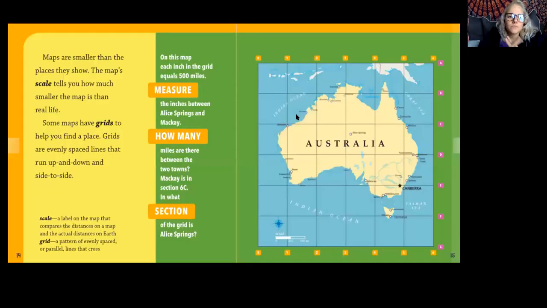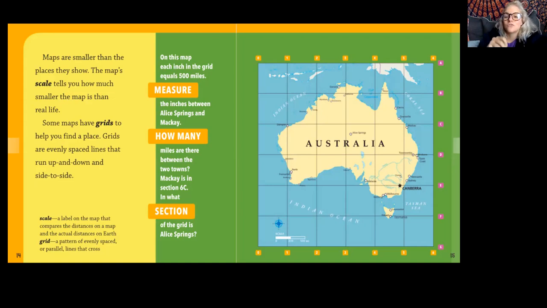All right. Maps are smaller than places they show, right? Because you're not going to have a map of Indiana that's actually the size of Indiana. That would be way too big. The map's scale tells you how much smaller the map is in real life. Some maps have grids. So a grid is just like lines that go like that. Grids are spaced lines that run up to down and side to side. So grids are kind of hard to explain, and so are scales. So I'm going to do my best.